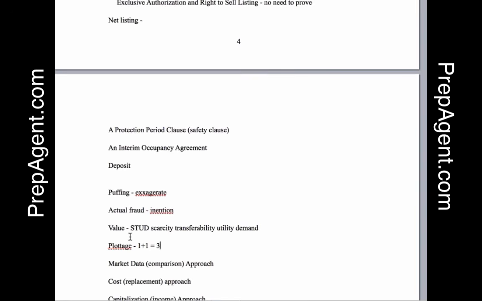And for those of you who are saying 1 + 1 = 2, not 3, what I'm trying to get at is the individual pieces put together are worth a lot more than they are separately. So plottage is when you combine the units and the value increases. Does that make sense? I'm sure somebody gave a speech of that nature at your wedding.